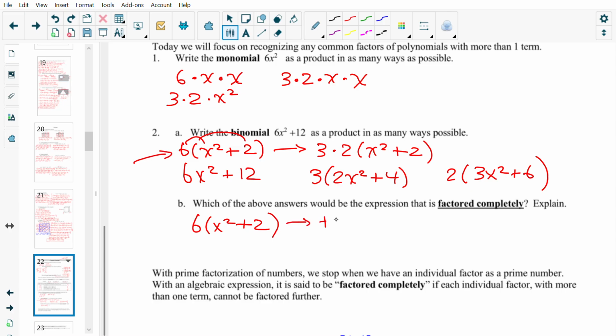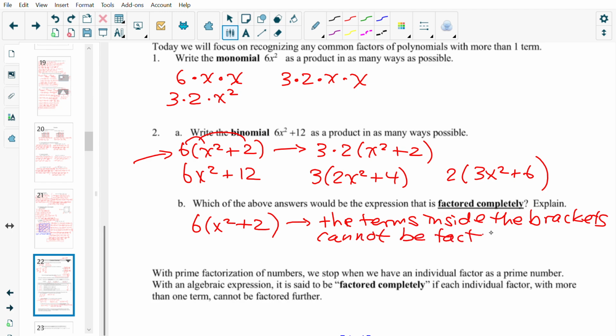Explain. The terms inside the brackets cannot be factored further. So you know that it's factored completely.